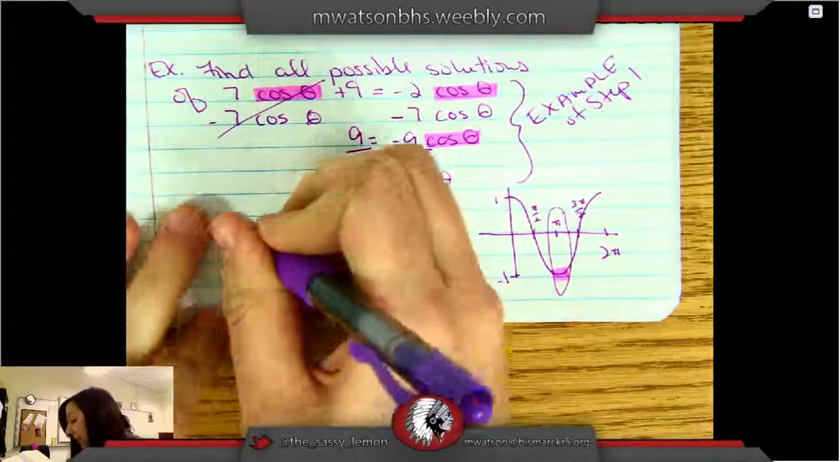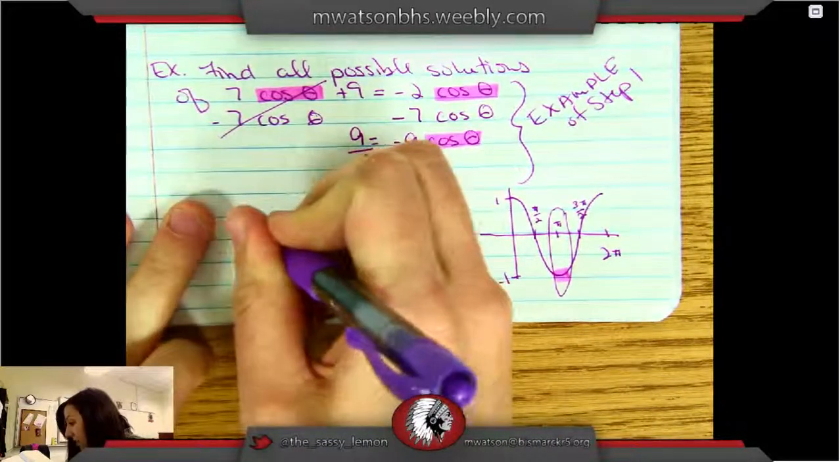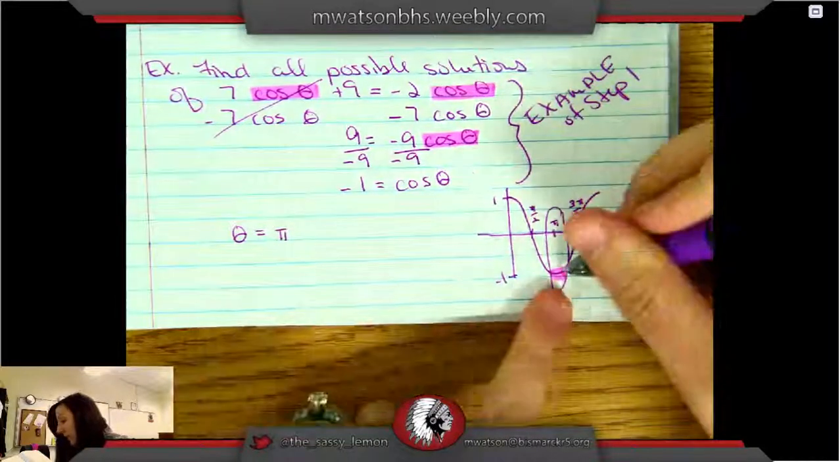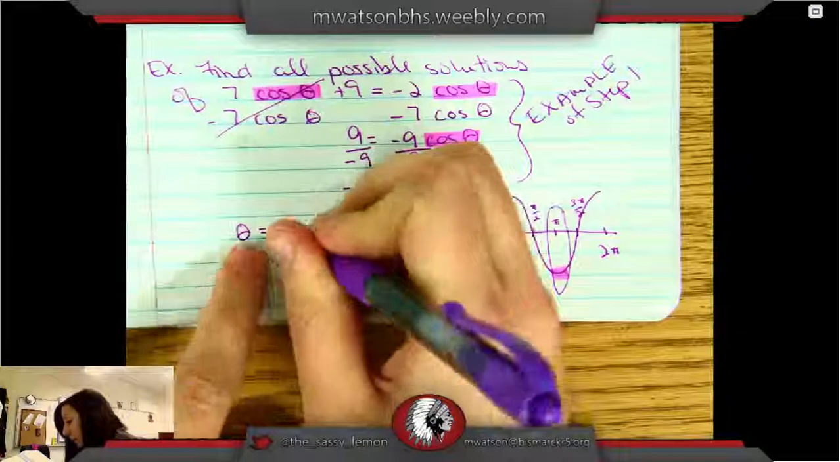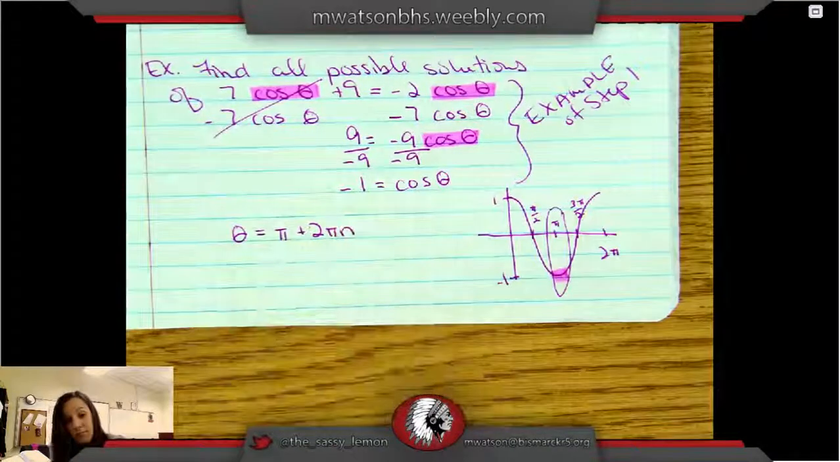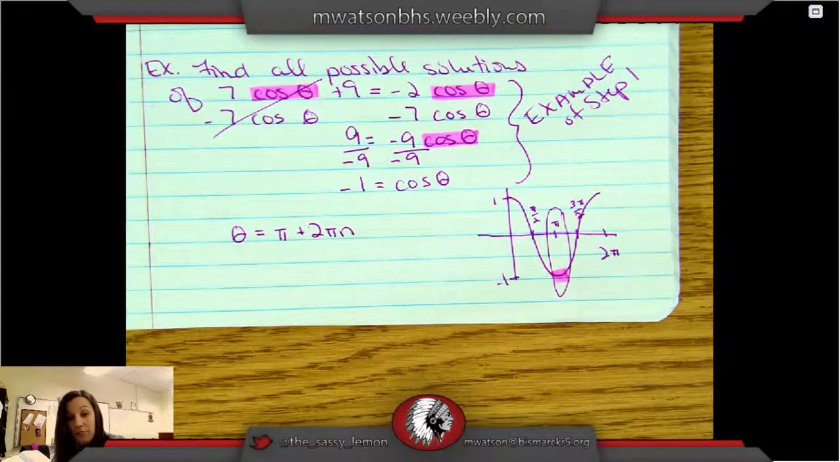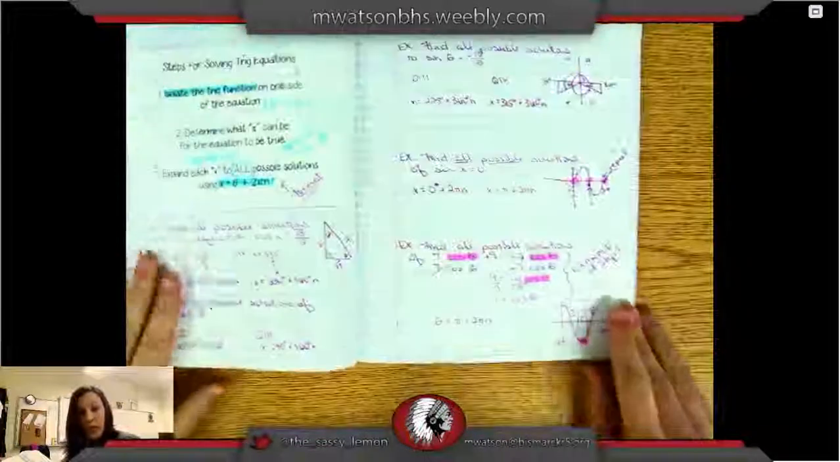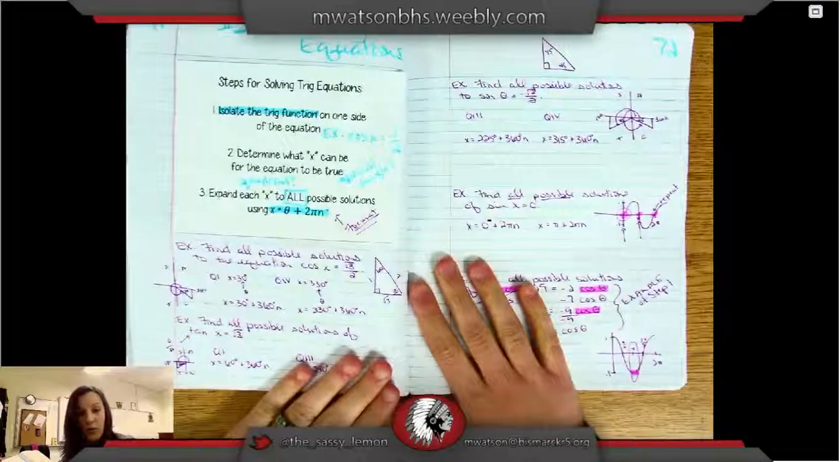So we're going to say that theta equals pi, and we have to account for every oscillation, so we're going to put plus 2 pi n in. And that's it. So today I wanted to give you guys a lot of examples so we could have a lot to go off of tomorrow whenever we talk about this in class.